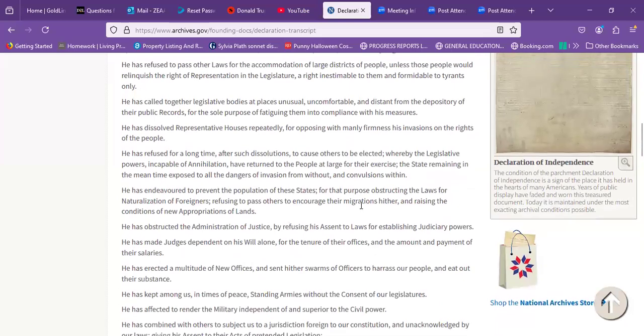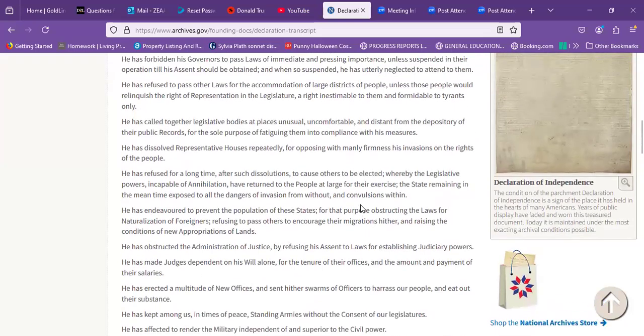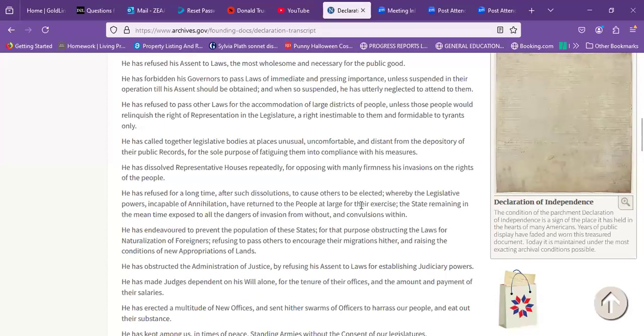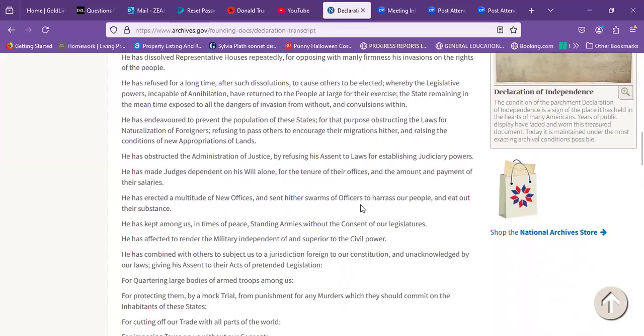Right. So you get all these arguments for why the administration of law under George III has not been good. Notice that Jefferson is making his verbs do the work of this sentence. Refused, forbidden, refused, dissolved, refused. He has endeavored to prevent, obstructed. He has made judges dependent. Erected a multitude of new offices.